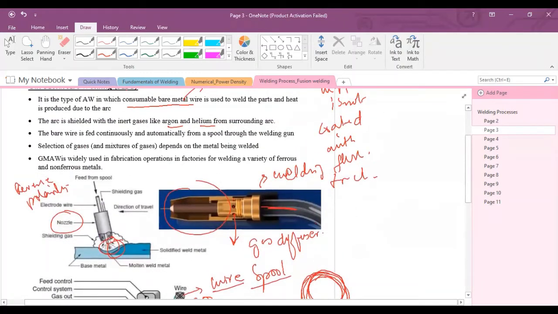MIG welding is normally used in factories, and it is used to weld pressure vessels, some grills, and normal handrails. It is suitable for ferrous and non-ferrous materials. Ferrous means iron parts, and non-ferrous metals means aluminum alloy, copper alloy. It can be used to weld copper, aluminum alloys, zinc alloys, or it can be used to weld iron alloys as well.